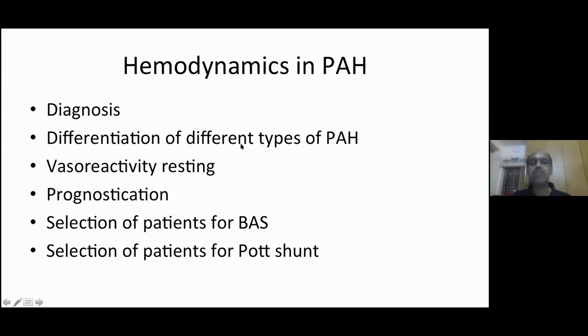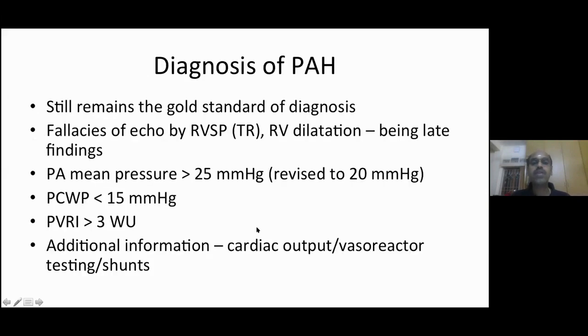Differentiating different types of PAH, we will come to it in the next slide. Vasoreactivity testing, we will come. Prognostication of patients with PAH. There are certain prognostic indicators of PAH in the cardiac catheterization. Selection of patients for interventions like balloon atrial septostomy or Potts shunt. Coming to diagnosis.